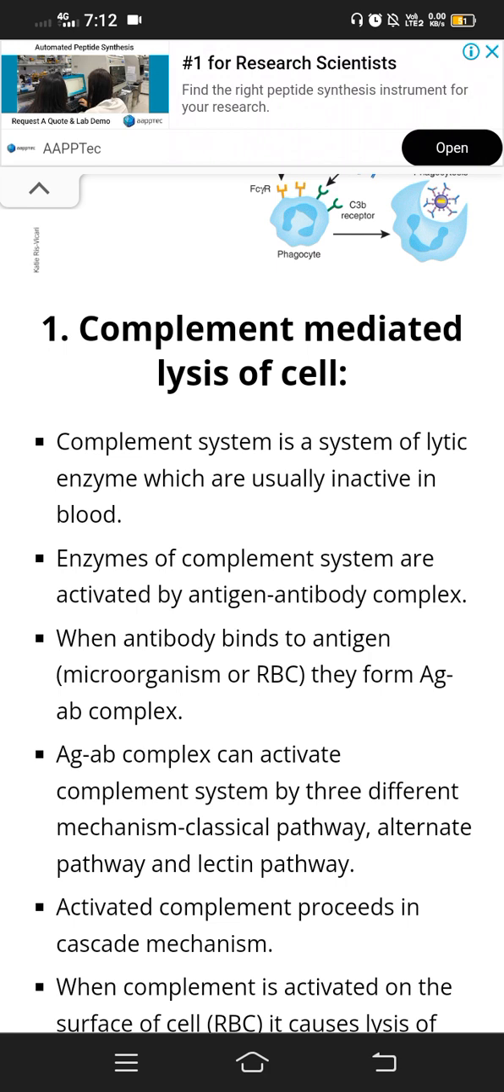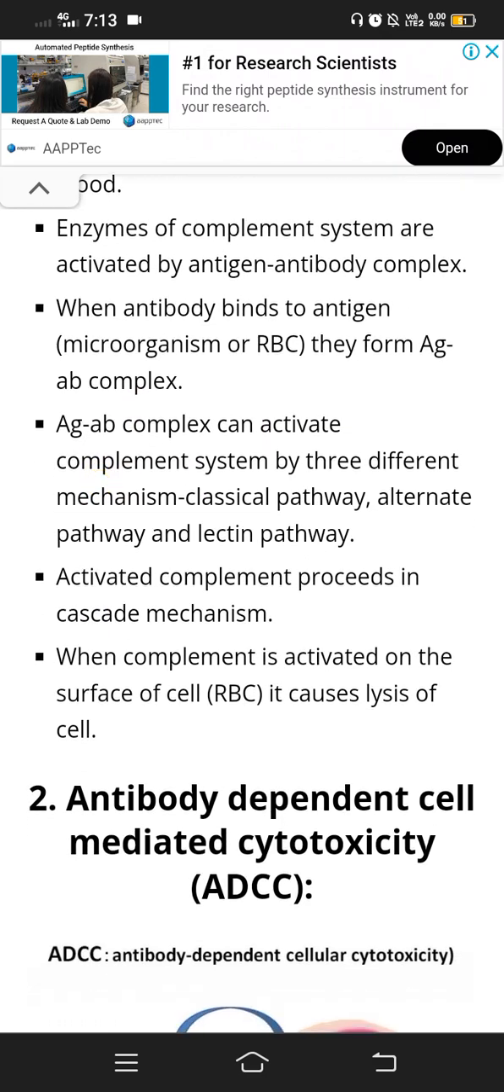So, complement mediated lysis of cells. The complement system is a system of lytic enzymes that are usually inactive in blood. Enzymes of the complement system are activated by antigen antibody complex. When antibody binds to antigen on microorganisms or RBCs, they form an AgAb complex. The AgAb complex can activate the complement system by three different mechanisms: classical pathway, alternate pathway, and lectin pathway. Activated complement proceeds in a cascade mechanism. When complement is activated on the surface of a cell such as an RBC, it causes lysis of the cell.